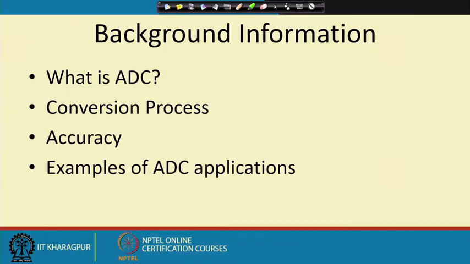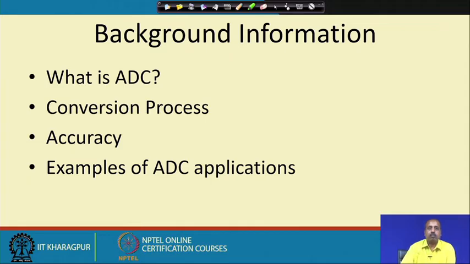So, we will be discussing these points: what is ADC, what is the conversion process, what is the accuracy of an ADC, and some examples of ADC applications. So, we will go in this sequence.